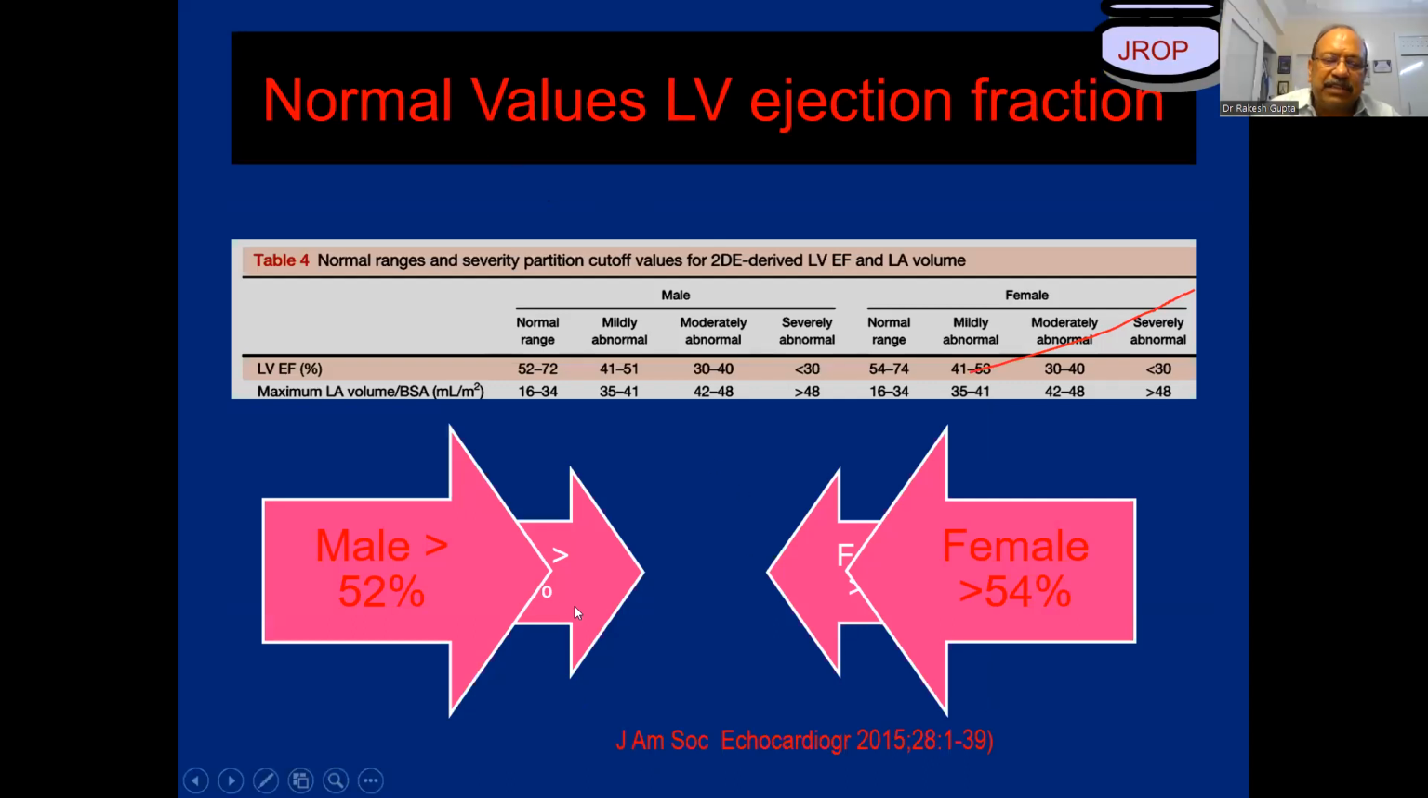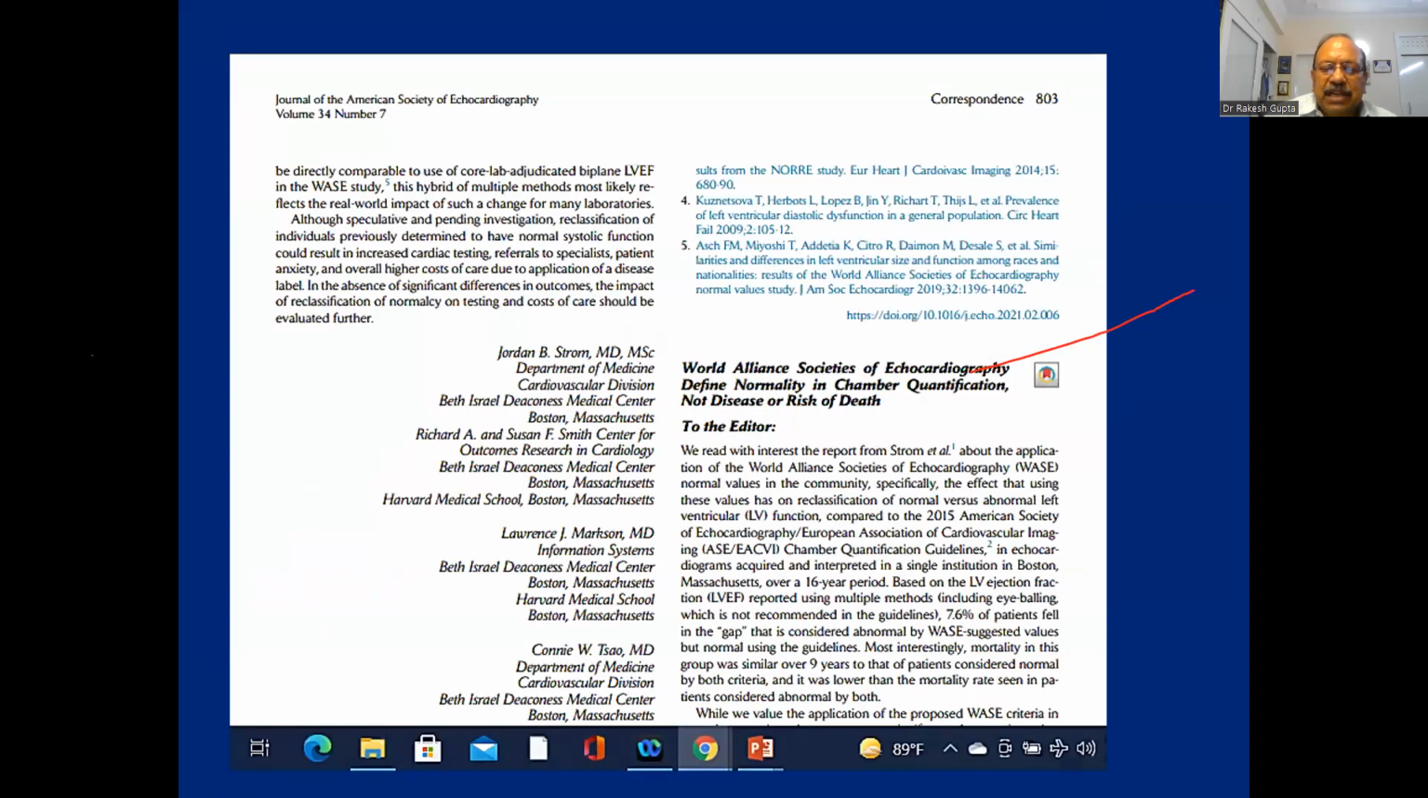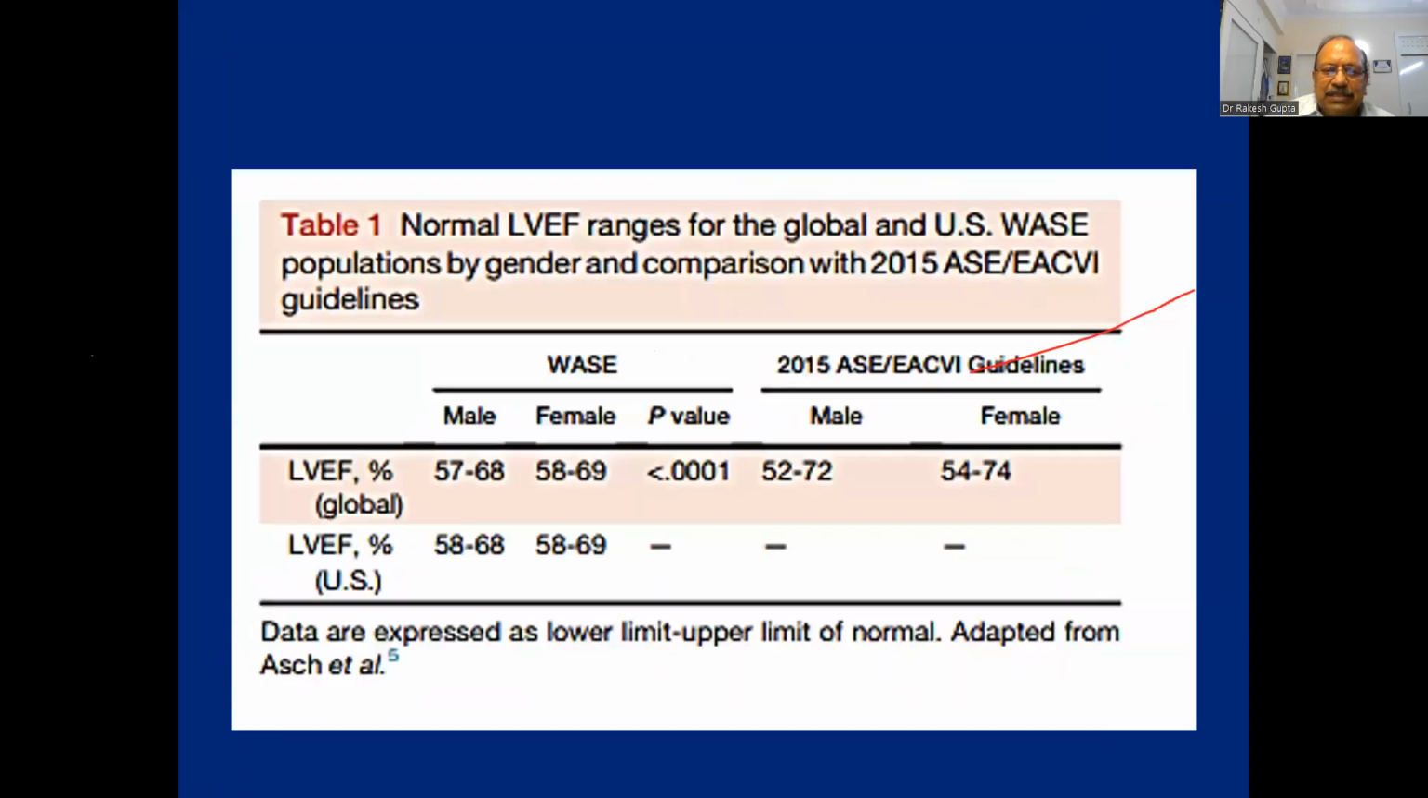What is the normal ejection fraction? More than 52 in males, more than 54 in females. And again, these are about to be modified because one of the societies, the World Alliance Society of Echocardiography, recommended the ejection fraction as 57 or more for males and 58 or more for females. And that's what the ejection fraction is. It is not in the guidelines yet, but certainly I'm sure it will come into the guidelines in due course of time.